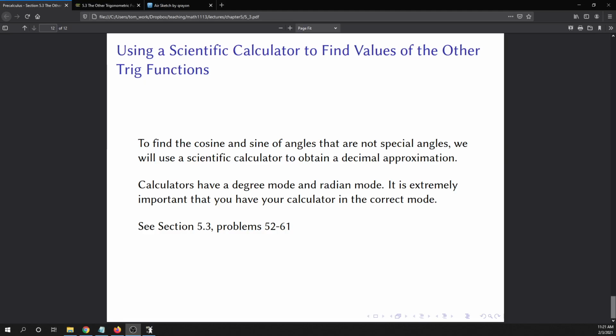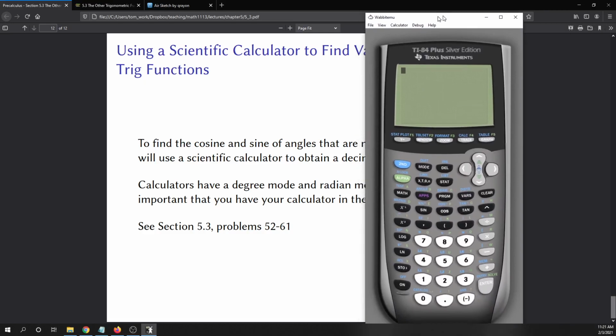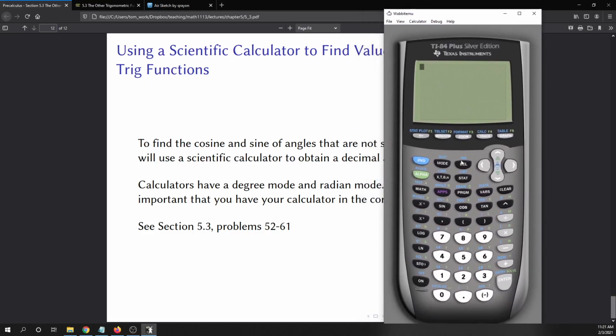Okay, so I'm going to be doing this on this TI-84, but again, all you need is a scientific calculator. It's going to be slightly different on yours if you have a different calculator, but you should be able to see how to do that. On some calculators, it has deg or rad labeled here. On this one, it's under mode, so you have to go down and select whatever mode you want.